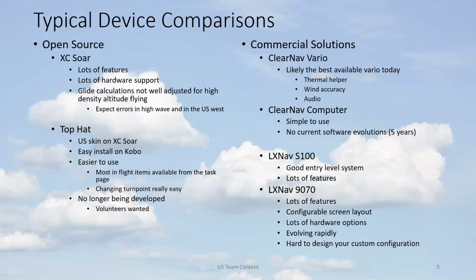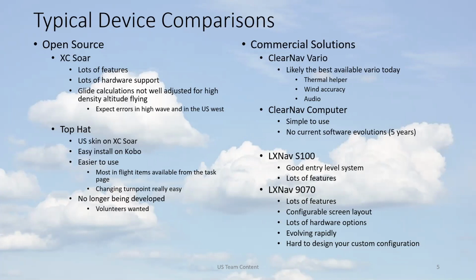Now let's do some comparisons here. For the open source instruments, I've picked XC Soar and Top Hat. Now, Top Hat is a US skin on top of XC Soar. So the software underneath is very similar, and the functionality is very similar. It's just the user interface is different between the two of them.